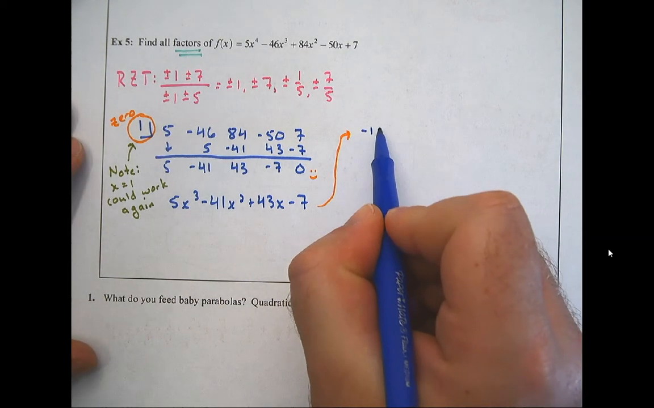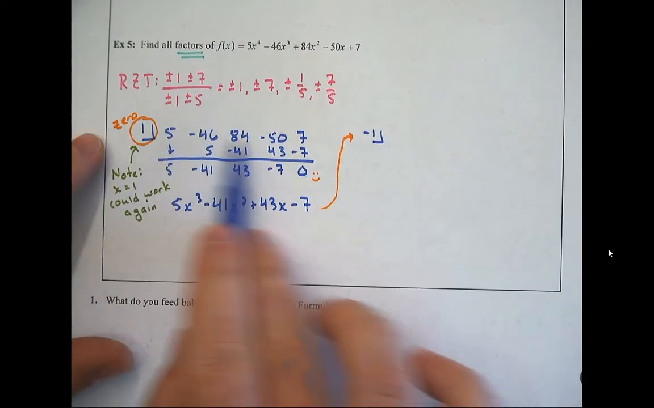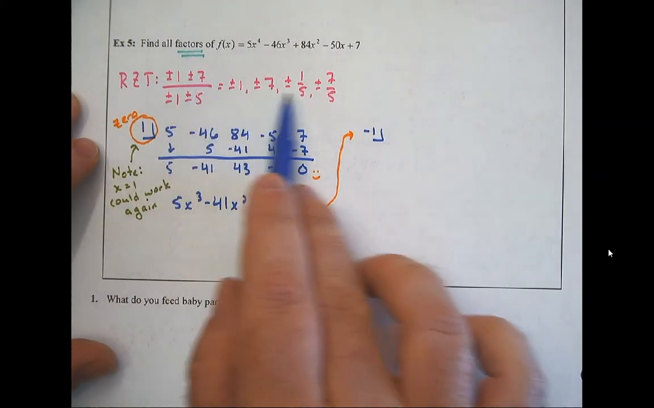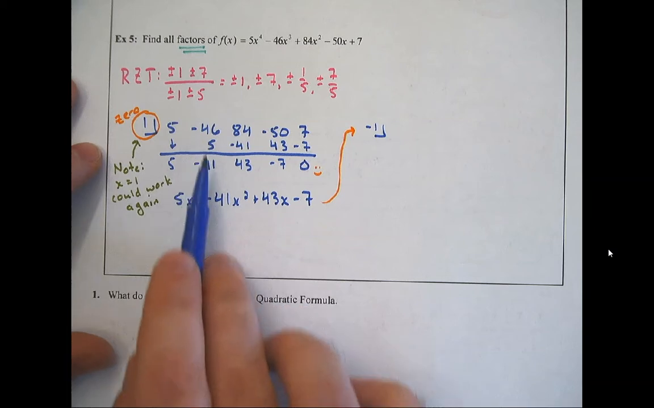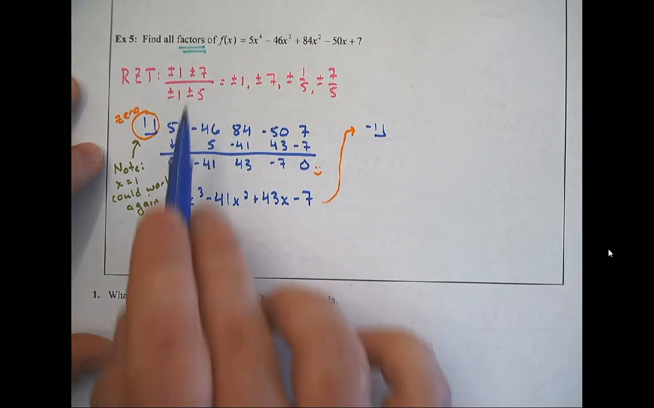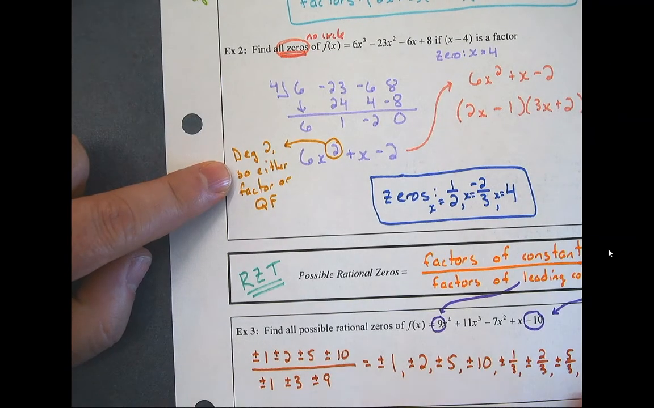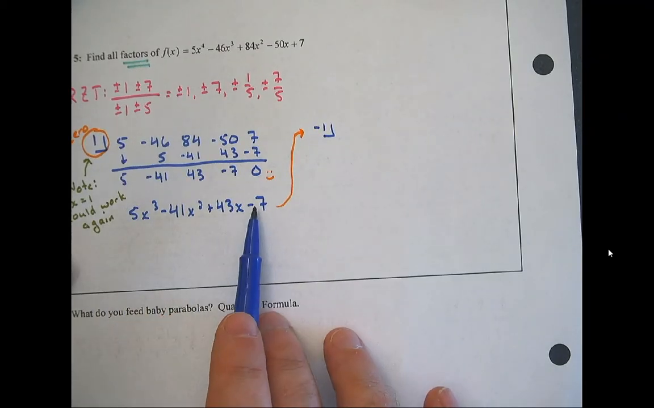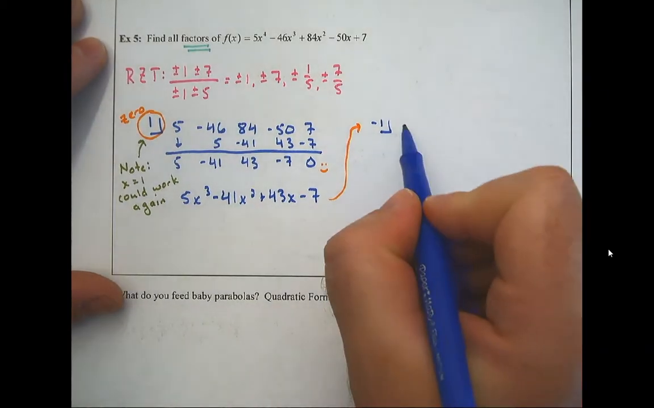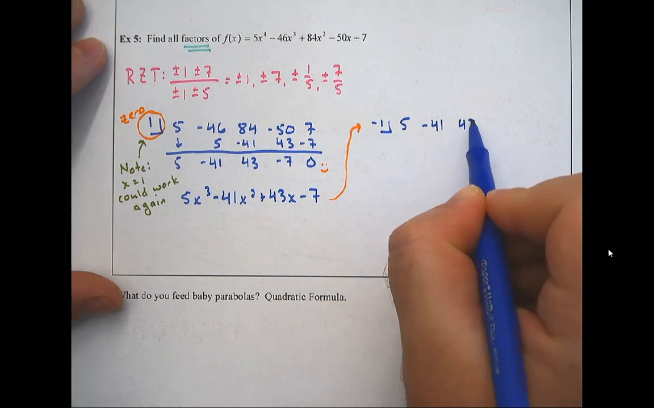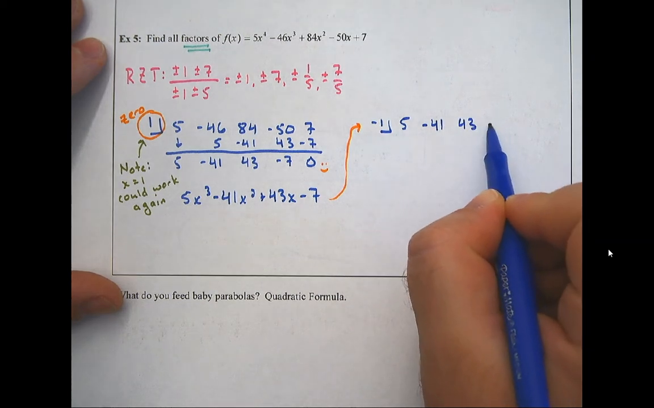So negative 1. Now, I don't want to go back to this. I could, but then I've got to just keep guessing and checking all of these until it works. My goal is to take this thing and break it down until I get to an x to the second. As soon as I get to an x to the second, once I get a degree 2, I can either factor or do the quadratic formula. So I'm going to take this and break it down again. So I want to break down 5, negative 41, 43, and negative 7.